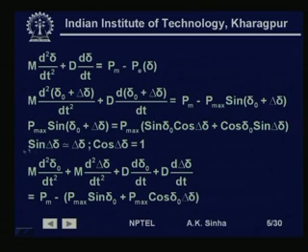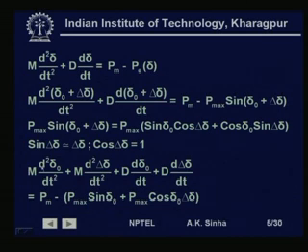So, substituting these values, we will get m d2 delta 0 by dt2 plus m d2 delta delta by dt2 plus d delta 0 by dt plus d delta delta by dt is equal to Pm minus P max sine delta 0 plus P max cos delta 0 into delta delta. That is, we have substituted sine delta delta as delta delta, and cos delta delta as 1. So, substituting that, we will get this.